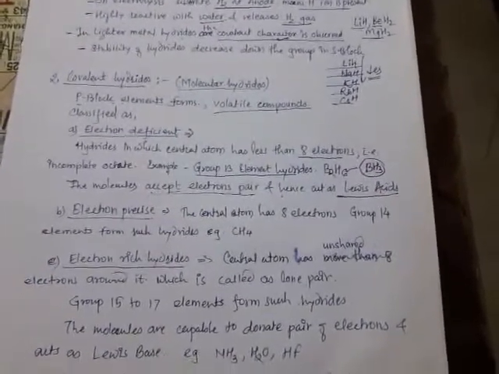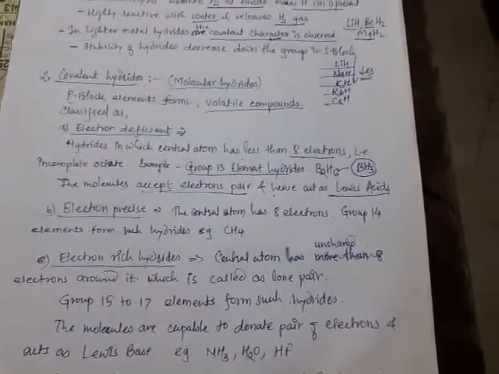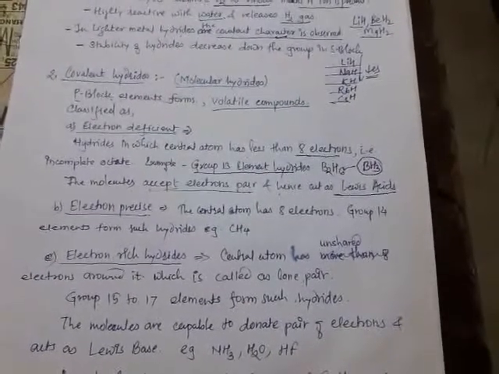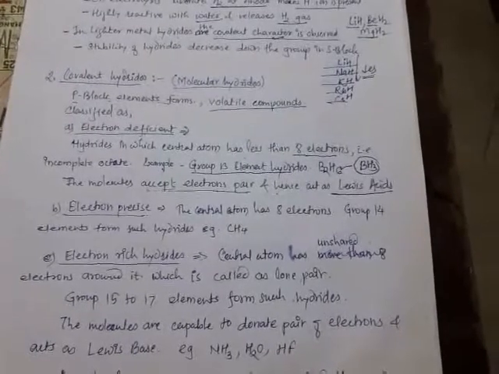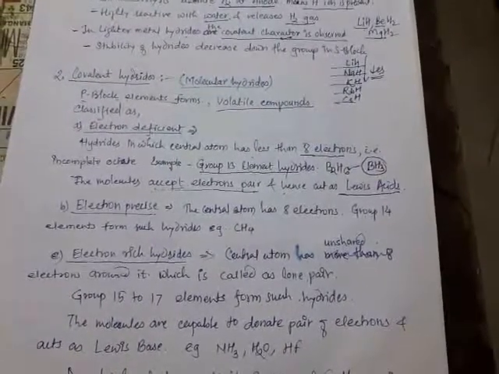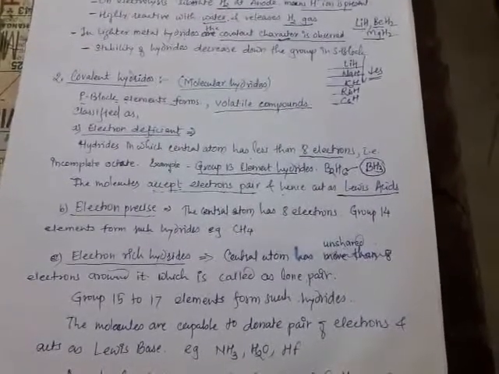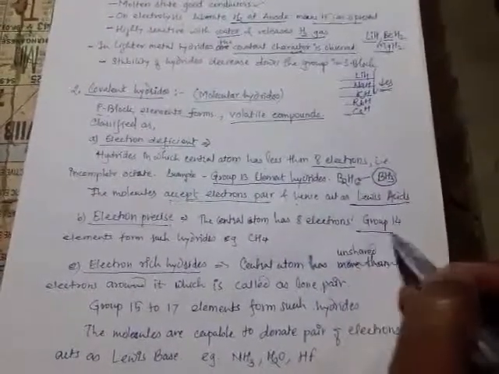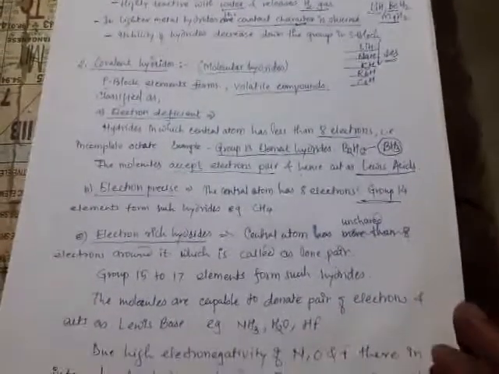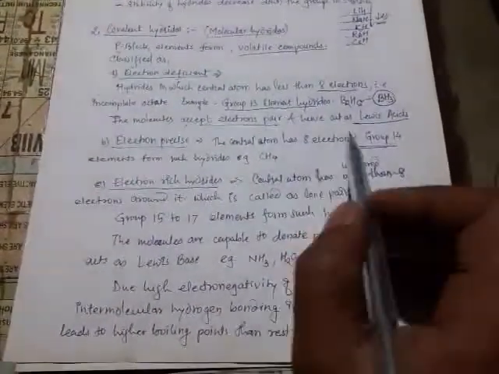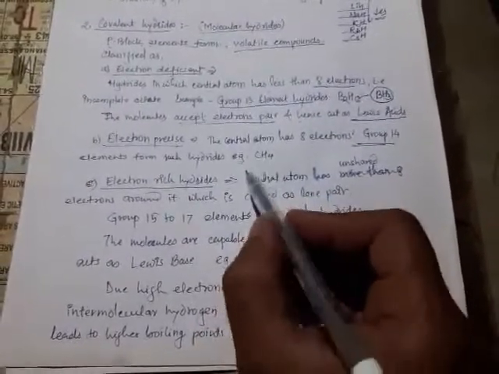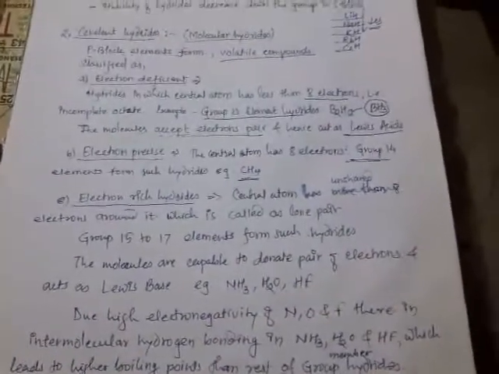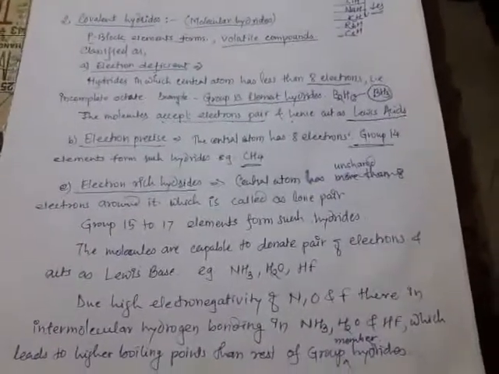So the second type of covalent hydride is electron precise hydride. What it suggests is that the central atom has 8 electrons, and all the 8 electrons are bonded electrons. This type of hydrides is formed by group 14 elements. So group 14 elements are capable of forming these kinds of hydrides, and the example is CH4. Here, if you observe, carbon has 8 electrons around itself, and all 8 electrons are bonded.